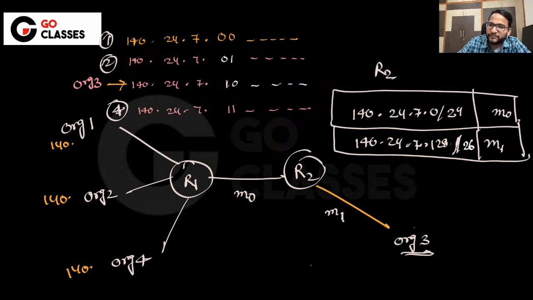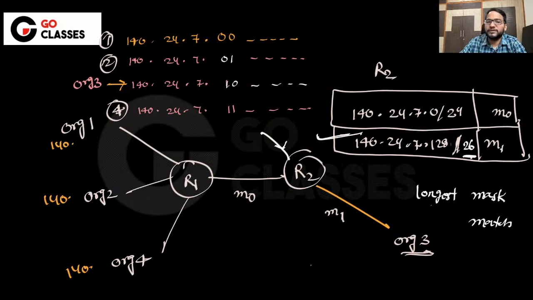Since it is more specific, it is the longer match, and there is a rule called longest mask matching. If any IP address coming to R2 matches 2 entries, I will forward it to the more specific one, the longer mask. If something from this organization matches both this entry and this entry, I will forward to M1 only. I will not forward to M2. Because of longest mask matching, this supernetting actually works.